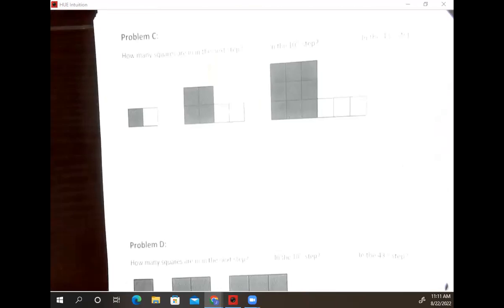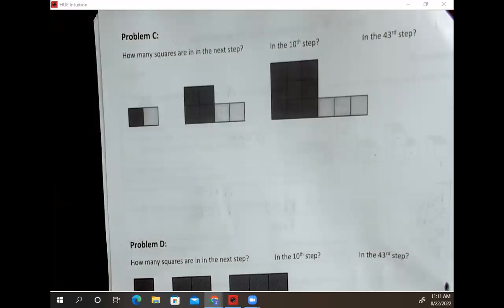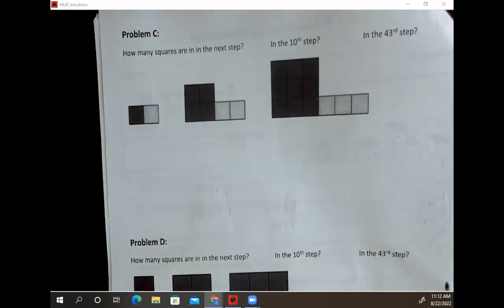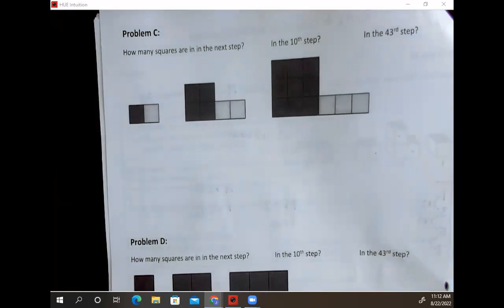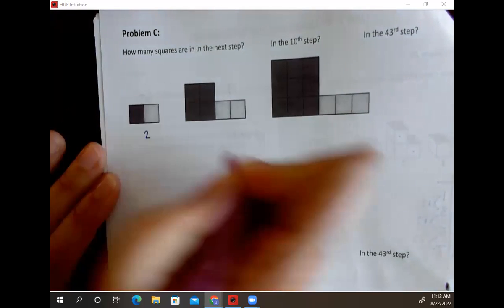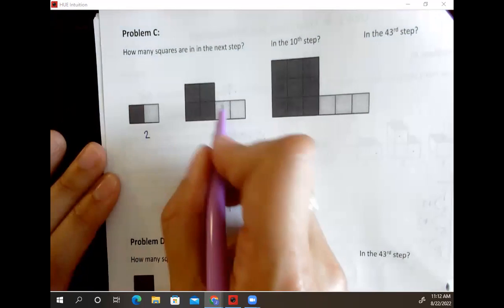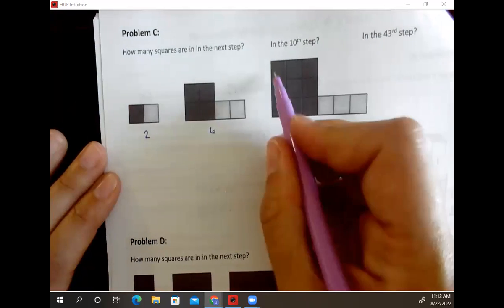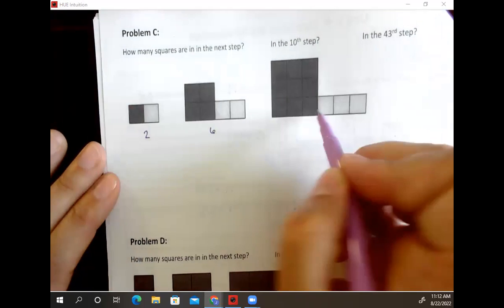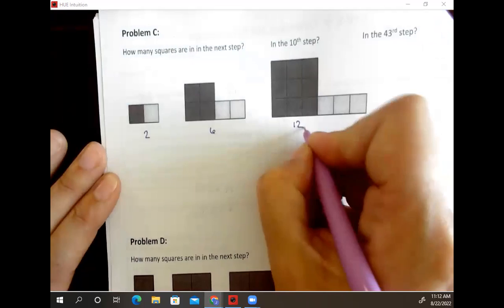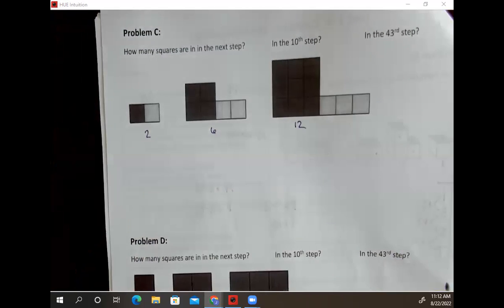Who had a little trouble with C and D? Okay. These were probably the trickiest ones that I gave you because if I looked at how many squares are in each of these pictures, this guy has 2 squares. There would be 4, 5, 6 squares. There's 3, 6, 9, 12 squares. I can't add the same thing each time.